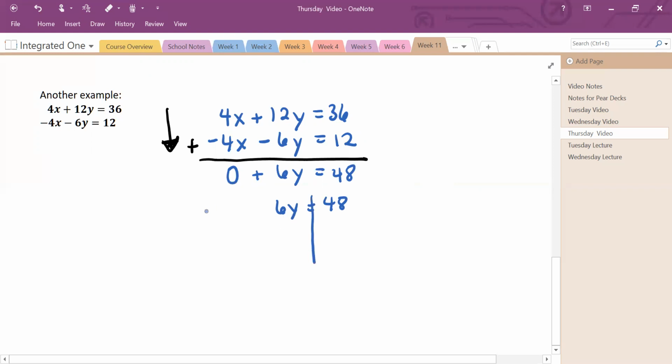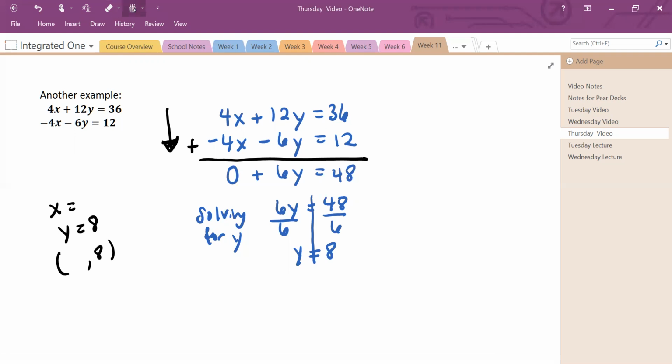Again, I'm solving for y now because my x's were eliminated. I'm going to divide both sides by 6. Y is equal to 8. So I found the y value, and I need to find the x value. Y is equal to 8, right? There's my solution, but I need to find what x equals.